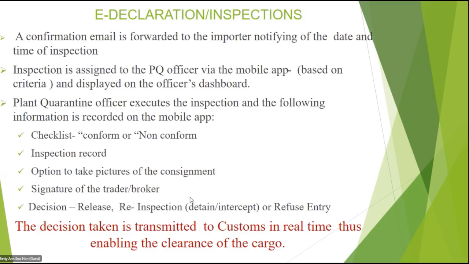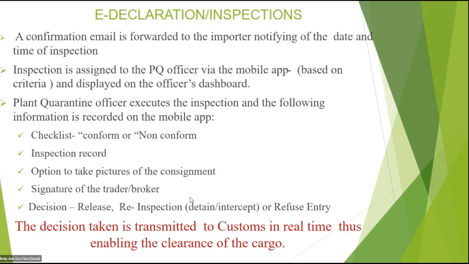The inspection is then assigned to the PQ officer via the mobile app, based on several criteria, and displayed on the officer's dashboard. The plant quarantine officer then executes the inspection, and the following information is recorded on the mobile device. Firstly, there is the checklist, whether the commodities conform or do not conform to a list of criteria, phytosanitary conditions. The inspection records provide details of the imported consignment. The officer can also take pictures of the consignment and the signature of the trader or broker.